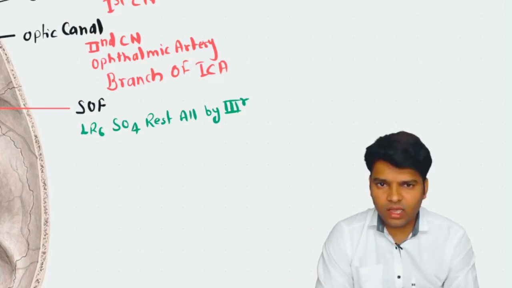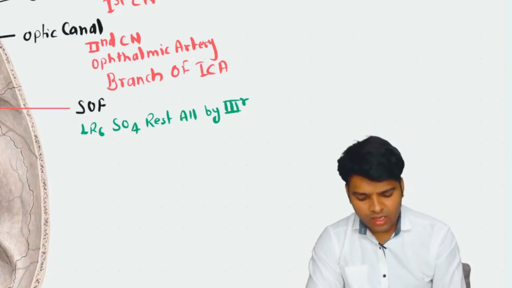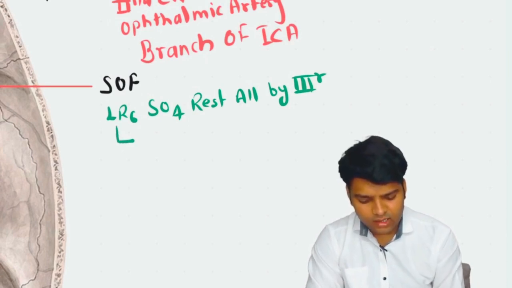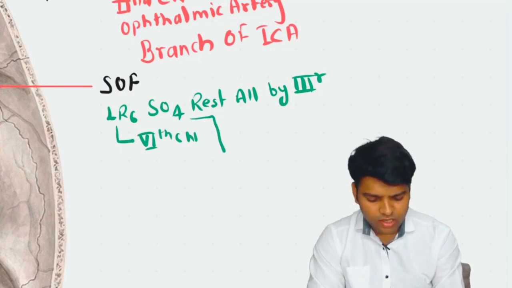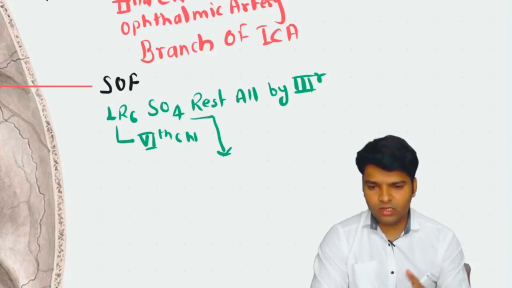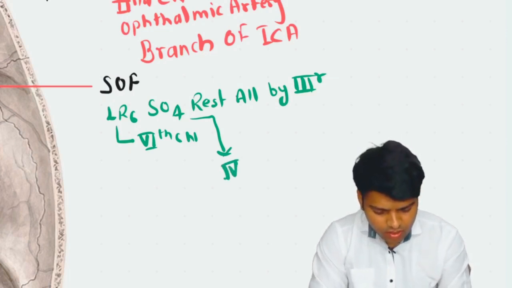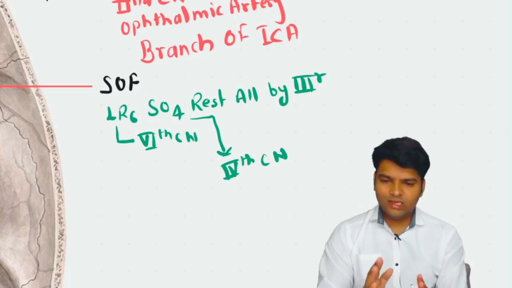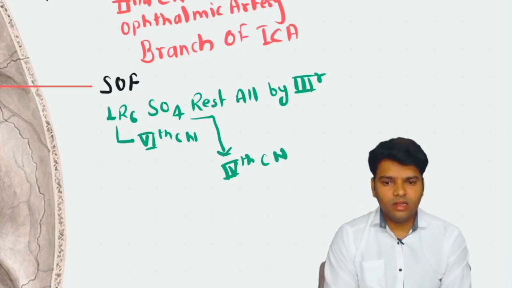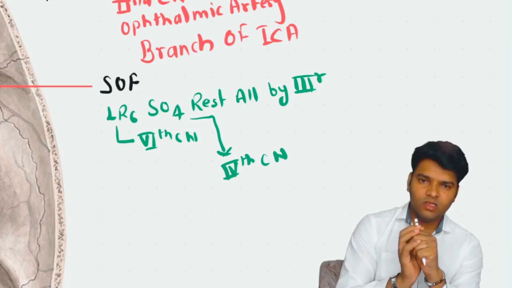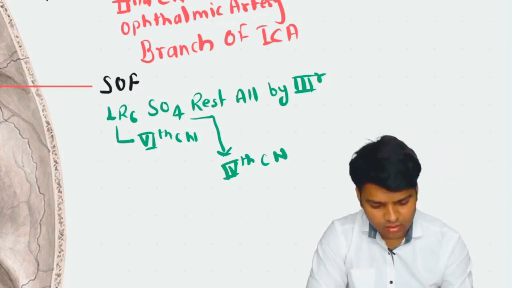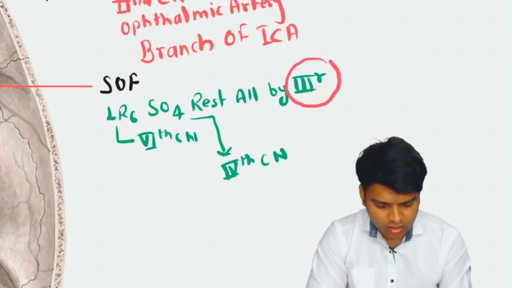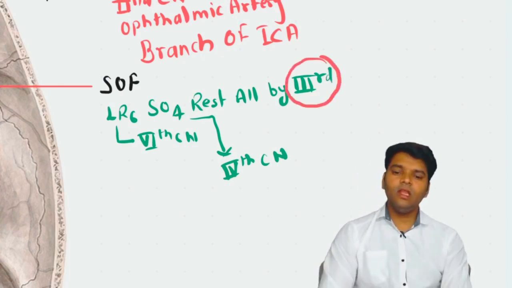And these six extraocular muscles are supplied by LR6, meaning the lateral rectus is supplied by the 6th cranial nerve. SO4 means the superior oblique muscle is supplied by the 4th cranial nerve. The 6th cranial nerve is the abducent nerve, and the 4th cranial nerve is the trochlear nerve, and all the other rectus muscles are supplied by the 3rd cranial nerve.